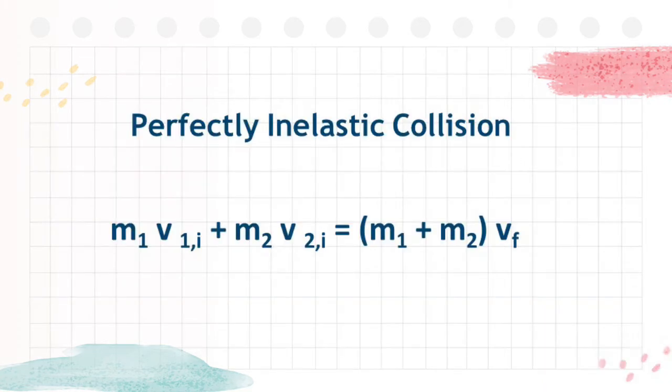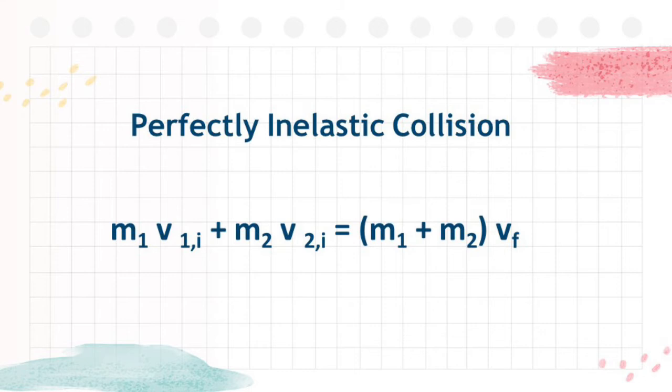Perfectly inelastic collision. Take note that momentum is mass times velocity. Therefore, the law of conservation of momentum in a perfectly inelastic collision is: mass of the first object, m1, times the initial velocity of the first object, v1i, plus the mass of the second object, m2, times the initial velocity of the second object, v2i, is equal to the combined mass of the objects, m1 plus m2, times the final velocity.